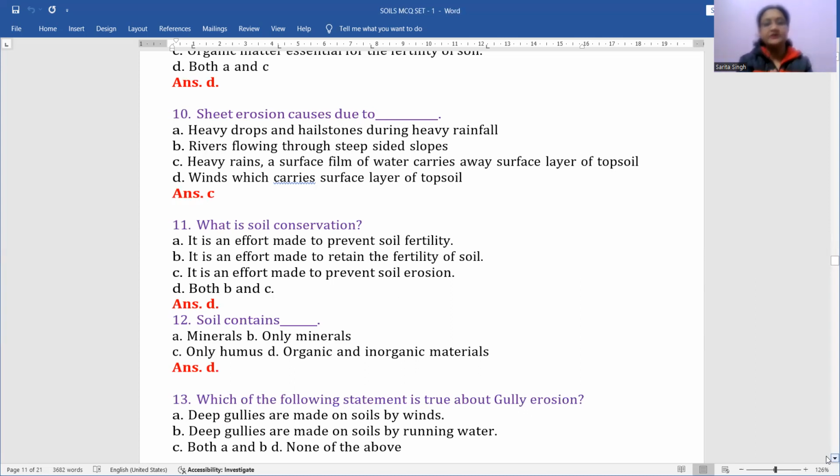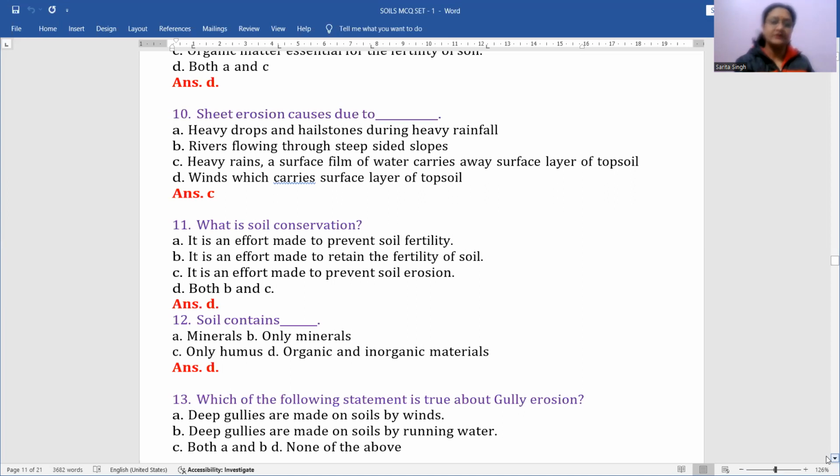Heavy rains जब होते हैं, a surface film of water carries away the surface layer of topsoil. Okay, और उसी को just like a sheet of paper, if you can relate that, that is how it has got the name sheet erosion. In the form of a sheet of paper, it is removed from all over the area, right? उसको बोलते हैं sheet erosion. तो C option जो है वो correct होगा यहाँ पे.